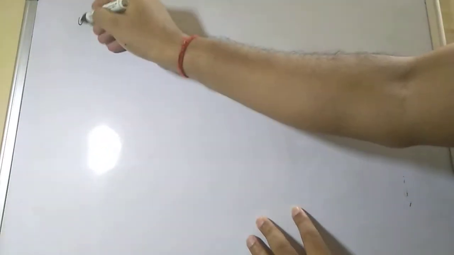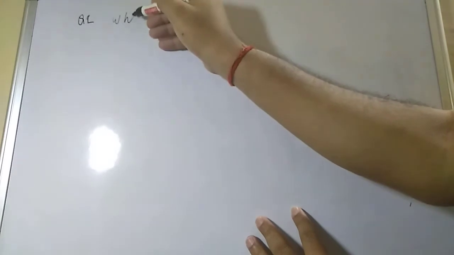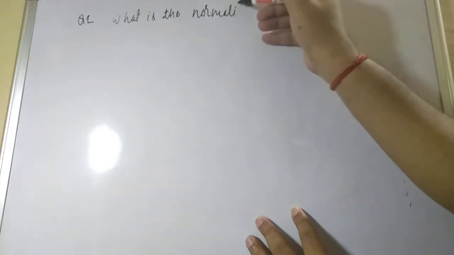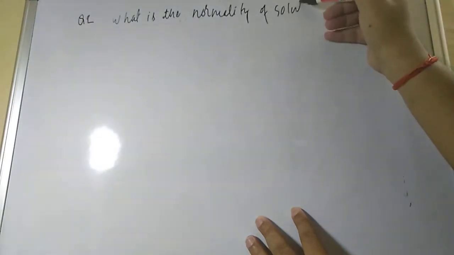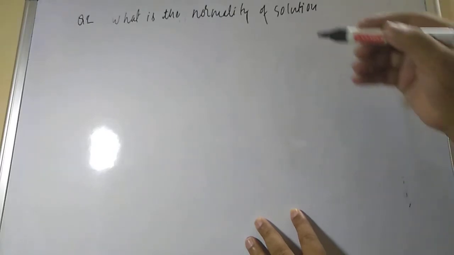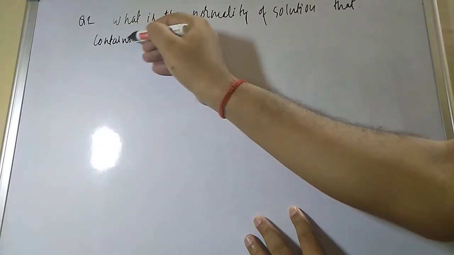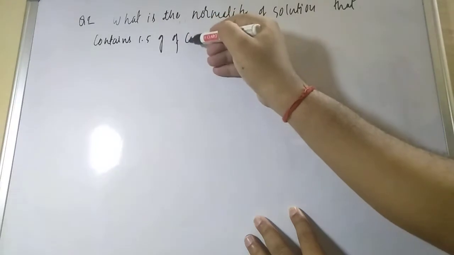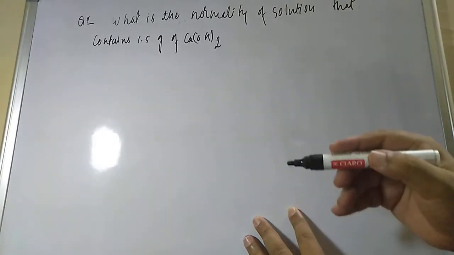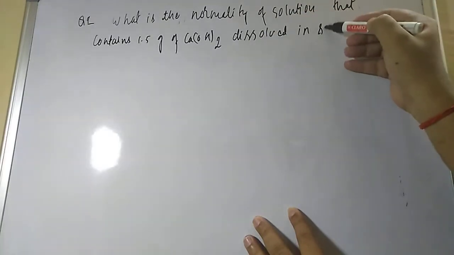Question number 1. What is the normality of the solution that contains 1.5 gram of calcium hydroxide dissolved in 850 ml?